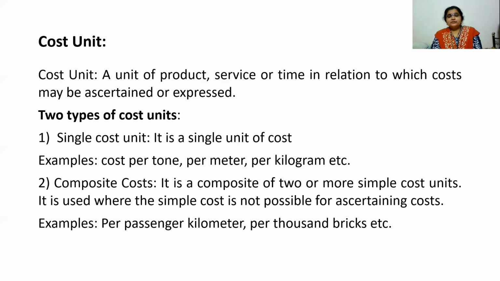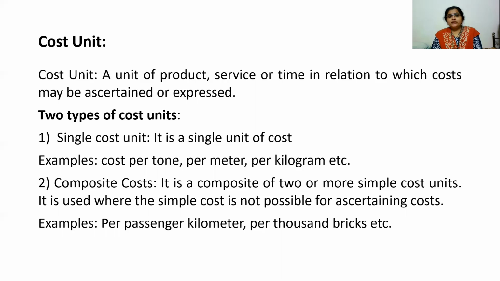There are two types of cost units. First, we have the single cost unit. It is a single unit of cost, for example cost per ton, cost per meter, per kilogram, and so on. That is what we call a single cost unit.